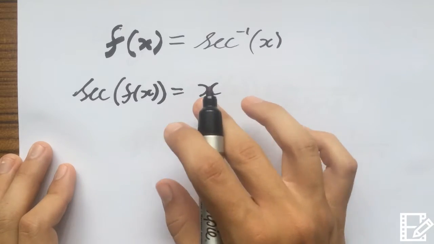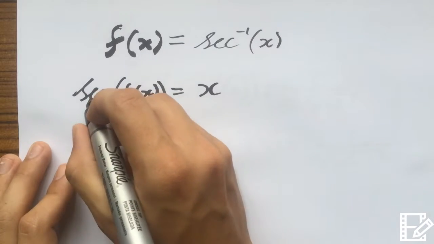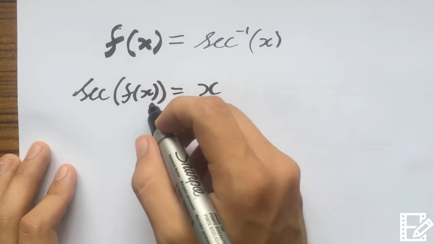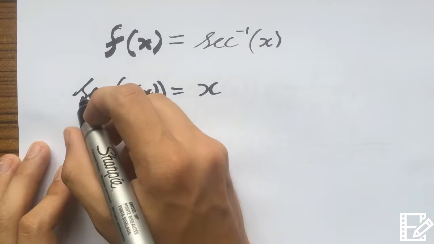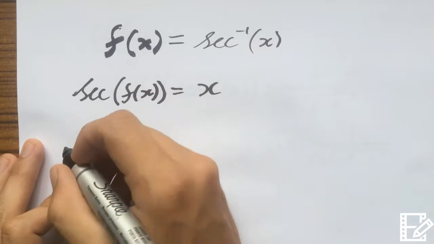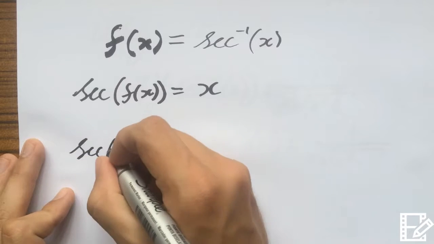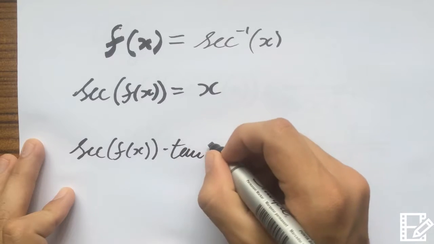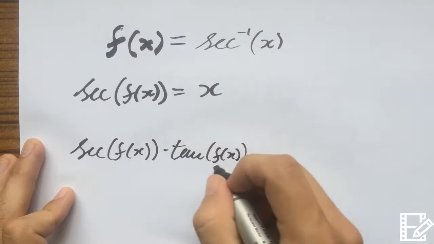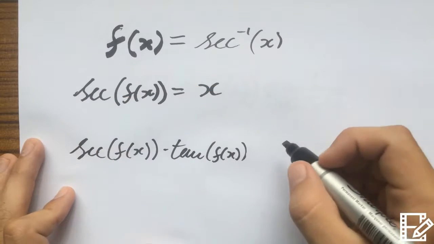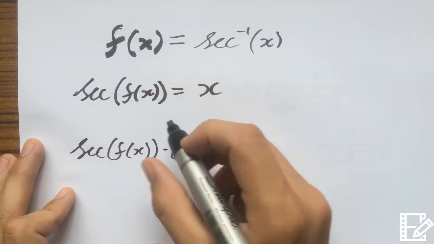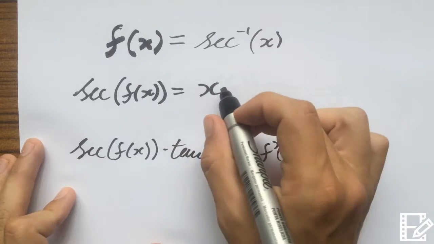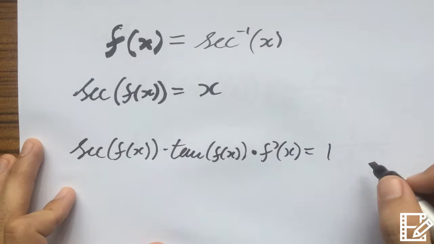Okay, so we're going to find the derivative of either side. The derivative of sec f(x), we use the chain rule. We start with deriving the outside, and then we multiply by the derivative of the inside. So the derivative of sec f(x) is going to be sec f(x) multiplied by tan f(x). All that is just the derivative of sec f(x). And now we're going to multiply by the derivative of the inside, which is the derivative of f(x). Now, that equals the derivative of x, which is just 1.